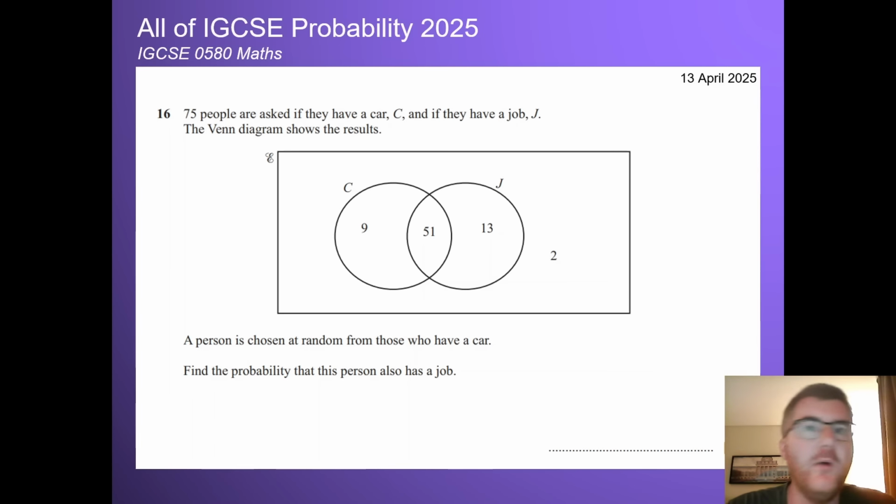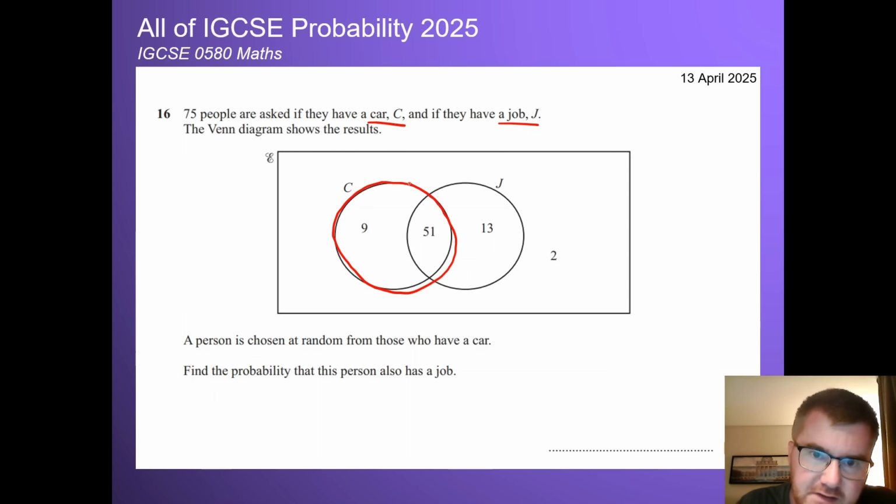So I thought I'd sneak this in for a 1 mark question, just so you're up to date with probability and Venn diagrams as well. 75 people are asked if they have a car or they've got a job, and the Venn diagram shows the result underneath. A person is chosen at random from those that have a car. So I'm going to put a circle around those people that have a car. There are 51 plus 9, so that's 60 that have a car. Of those 60, find the probability that this person also has a job.